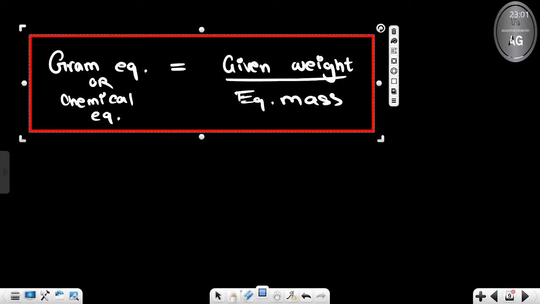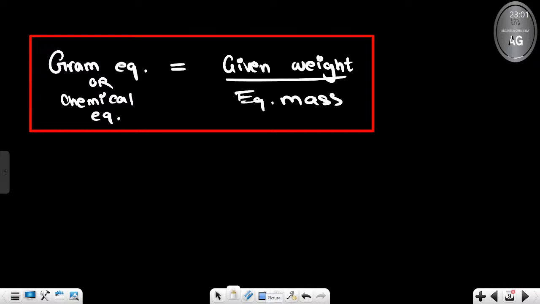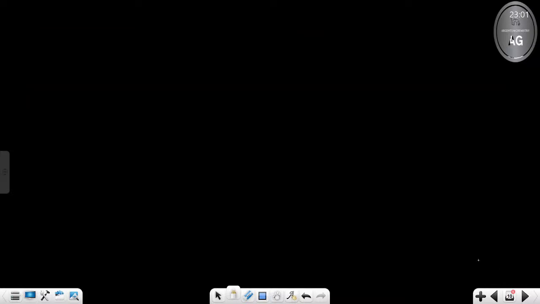Clear? So if we have to find the number of gram equivalents, that is given weight by equivalent mass. Simple. Number of moles we found using given mass by molar mass. Here molar mass is just replaced by equivalent mass. Clear? Any doubt? No doubt. But before I move on to normality, I will just give you two questions on equivalent mass. So let's discuss one question.